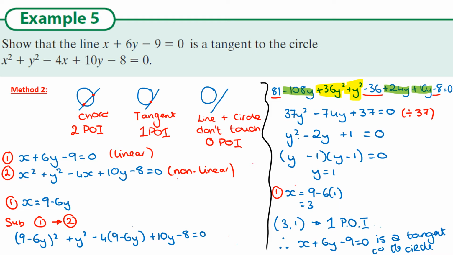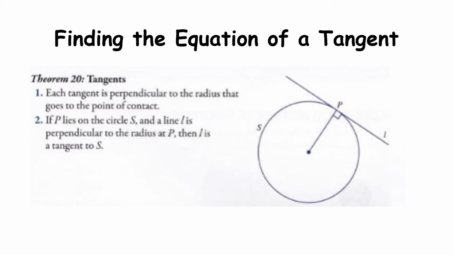So in this question, it actually wasn't too bad to go method 2, but look, I would definitely be suggesting that you try and remember method 1, but method 2 is always there as an alternative just in case. So now we're going to look at finding the equation of a tangent.